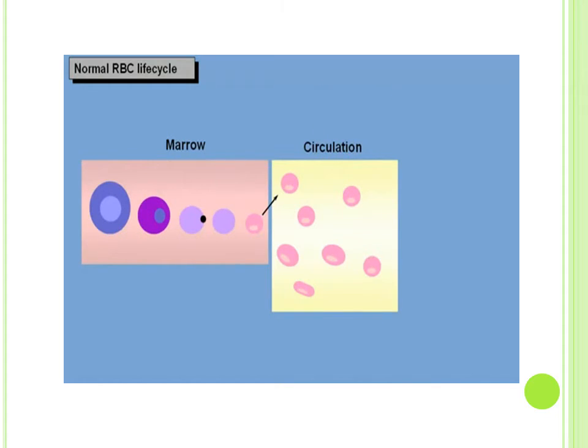As the cell reaches its 120-day sell-by date, macrophages in the reticuloendothelial system, mainly in the spleen, recognize them as being too old and remove them from the circulation. In general, 1 to 2% of cells are removed per day, and 1 to 2% new reticulocytes enter the circulation per day, thereby maintaining a consistent, steady state.